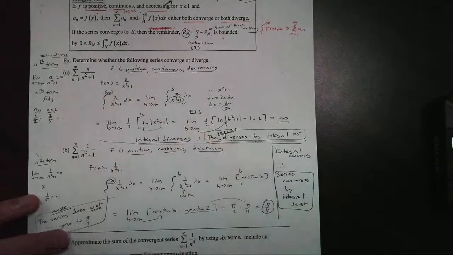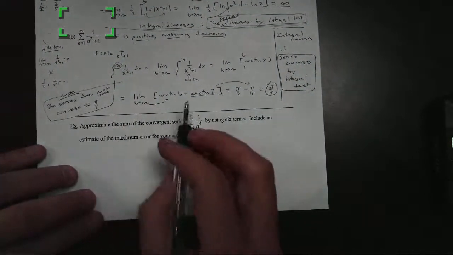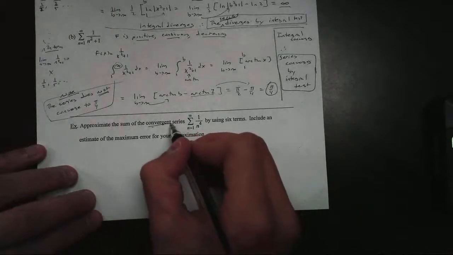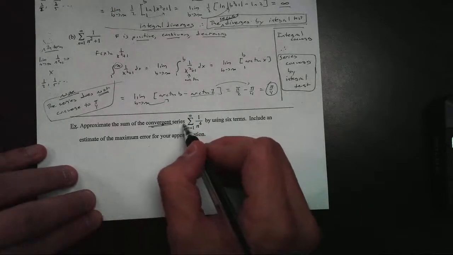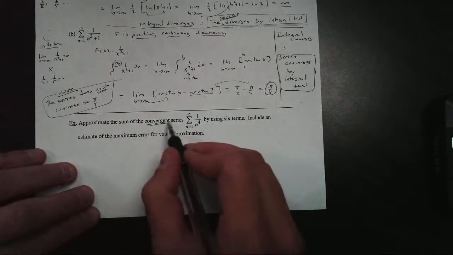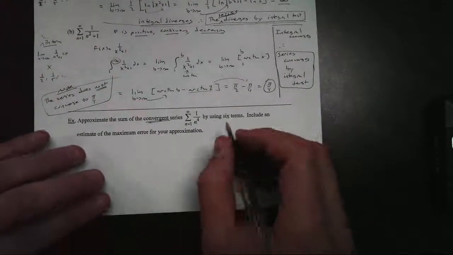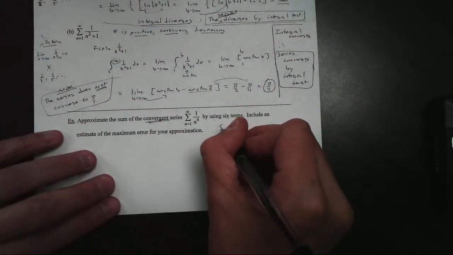So, if we go down to this example, we have this convergent series. Now it has to converge. This time they tell us. If it doesn't tell us, we have to determine it does. It wants us to approximate the sum of a convergent series by using the first 6 terms. Well, that's easy to do. We're just going to use our calculator for that.